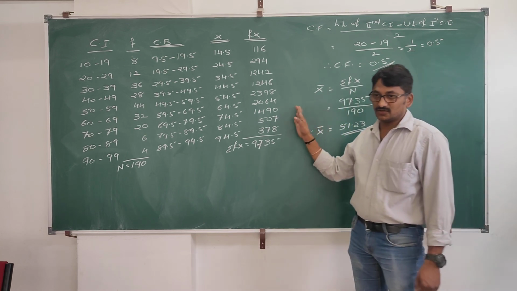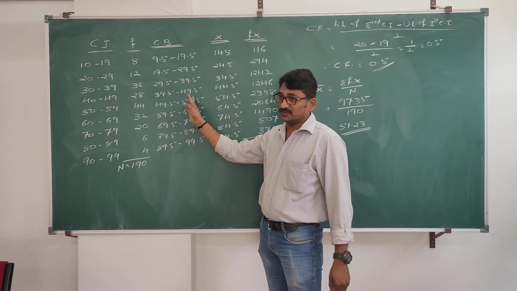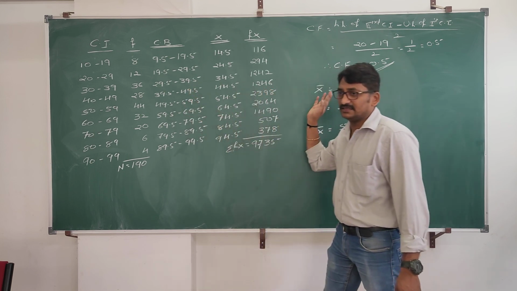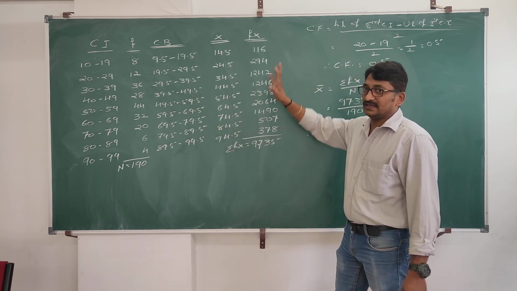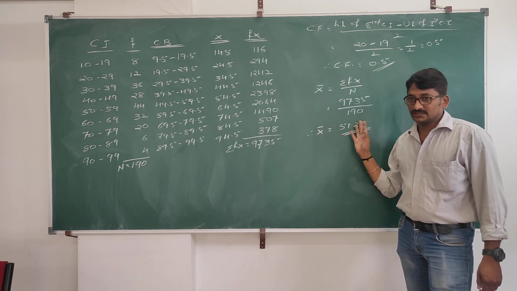Okay. But is the procedure clear or not? When it is inclusive, how to convert it into exclusive. Once you convert to the exclusive method, the remaining steps are the same. Calculate x, then fx, go for the mean. All of you have followed this?